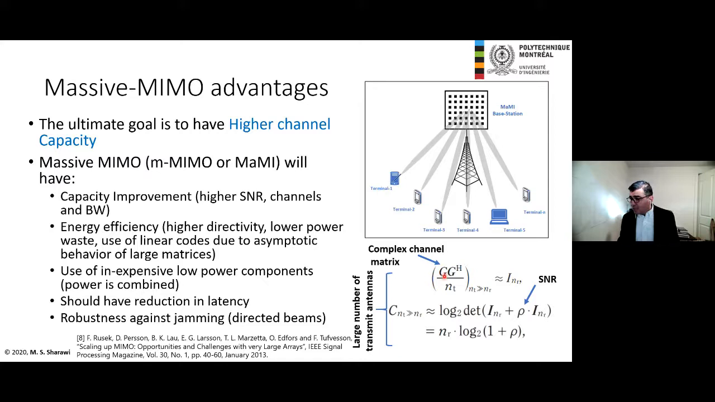Without going into the details of the mathematics, we can see here that the channel capacity of a massive MIMO can be simplified to a simple equation that depends on the SNR and the number of the receiving antennas, N sub R, the receiving channels. So you can see here that this is like a linear relationship, that the higher the SNR, which we can actually guarantee with these kinds of arrays, we can increase the channel capacity in a fundamental way.